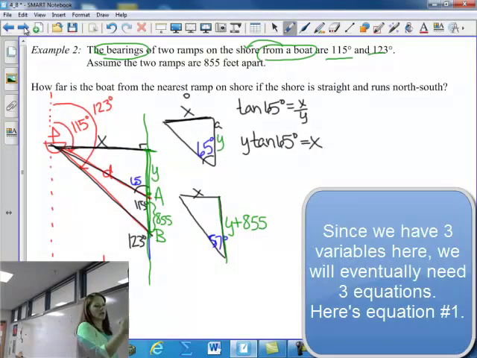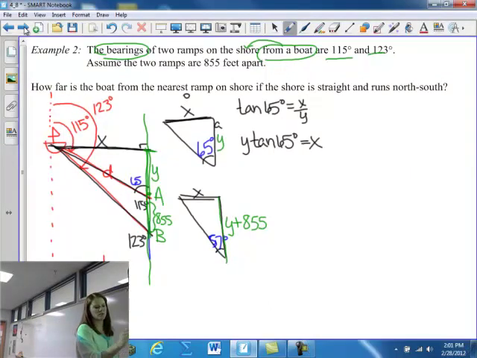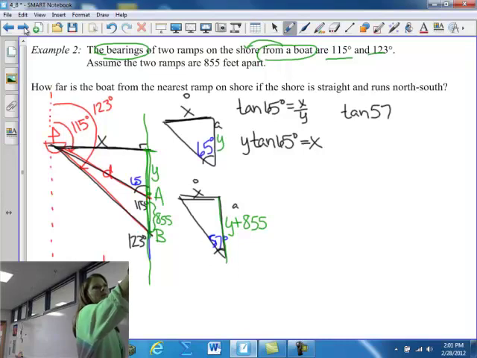Okay, let's look at our second triangle. Again, here's my angle 57. It doesn't look like 57, but that's what I wrote. Okay, we have an opposite again. We have an adjacent again. So let's use tangent. Is it always tangent? Only when we have opposite and adjacent. Exactly. You have to think about the problem you have. All right, so we've got the tangent of 57, and what will that equal? X over Y plus 855.